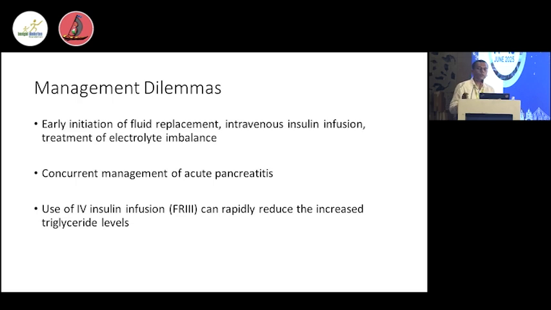We should not forget to find the precipitating cause like infection, diarrhea, stress, which can precipitate a cardiac event as well as DKA in this patient, and we need to modify the chronic medication, specifically the SGLT inhibitor, if used in this group of patients.